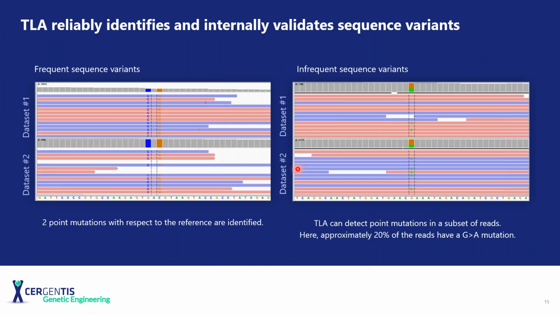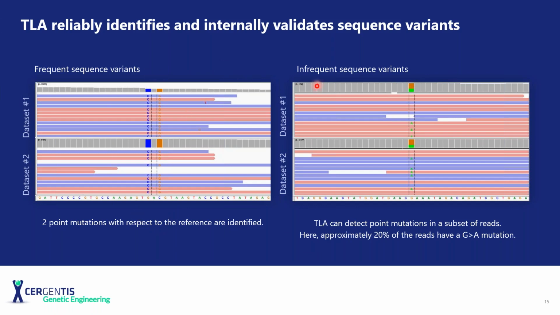And because TLA is coupled with next generation sequencing, of course, it will provide data with single nucleotide resolution. For example, here, compared to the reference genome, we have the presence of two common, frequent variants. So here, all the reads show this C, and all the reads here show the G. And here, we have a little bit less coverage, but overall the data is very congruent.